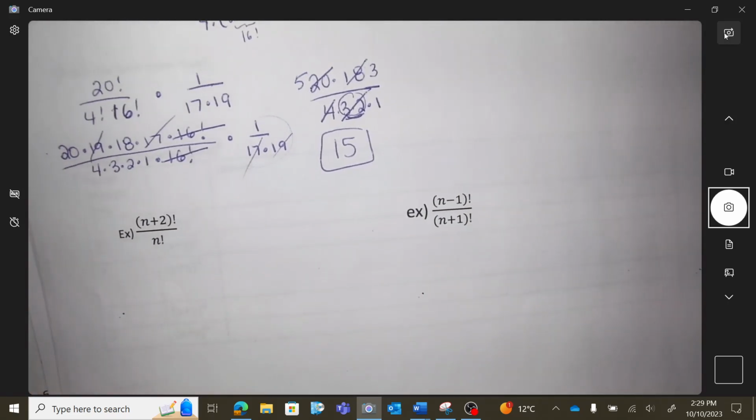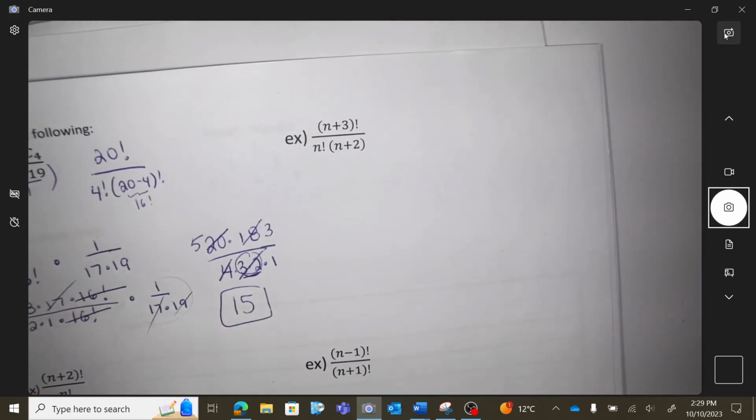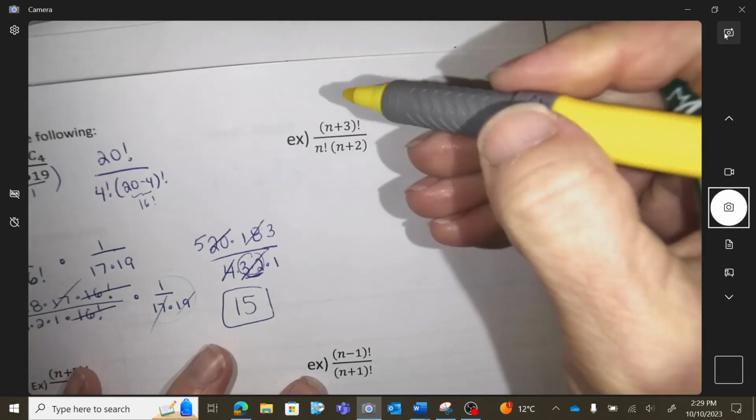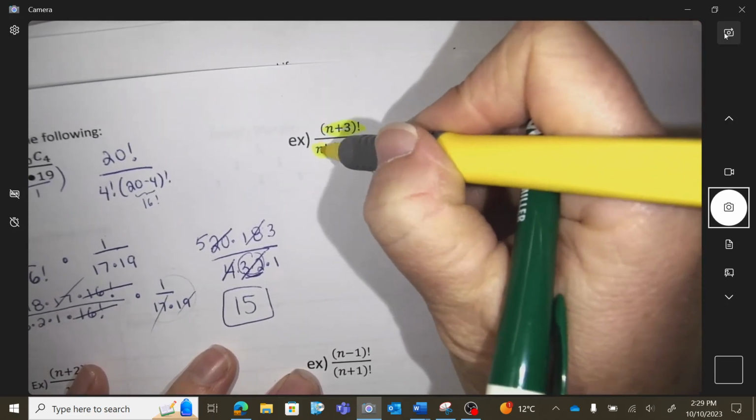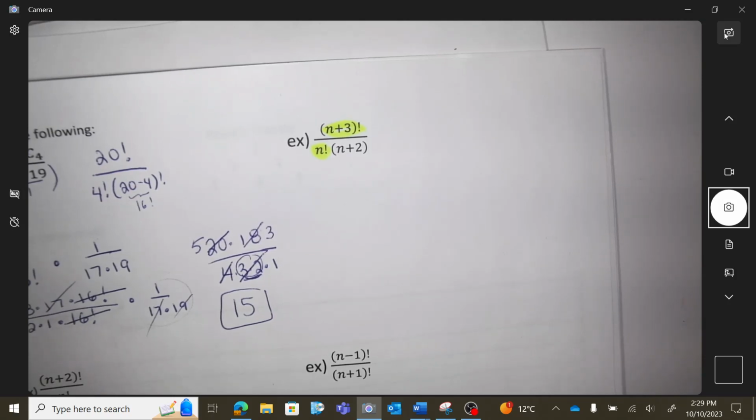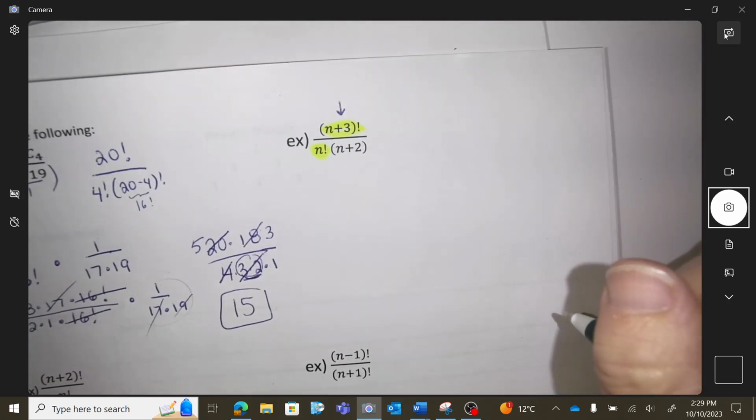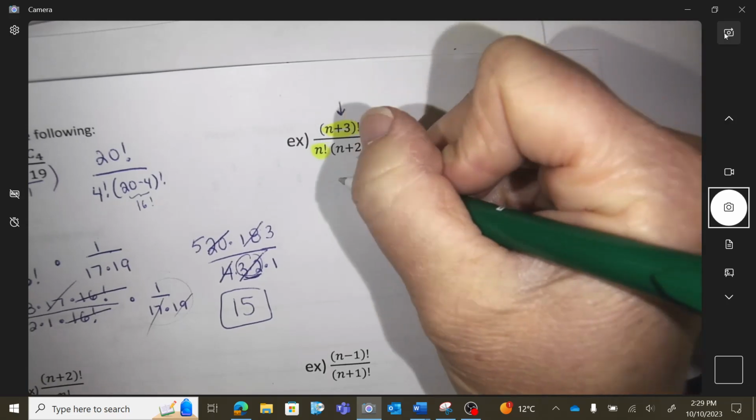Okay, number 2. I'm going to expand the larger factorial. So which factorial is larger? You actually only have 2 factorials that you're looking at, so that one and that one. Which one is the larger one? N plus 3 is larger than n. So we're going to start.